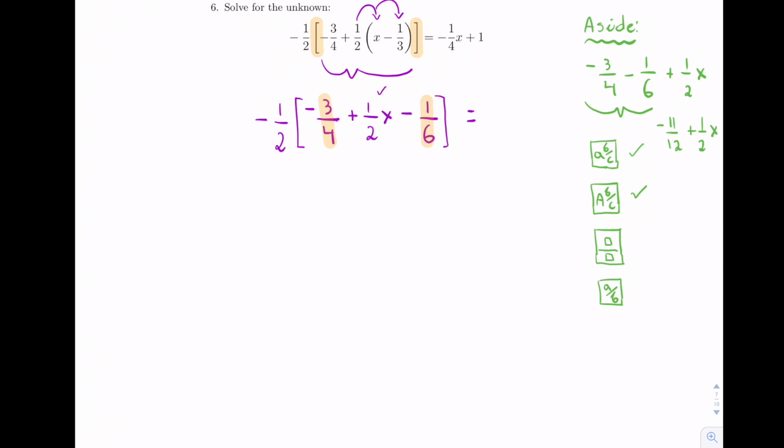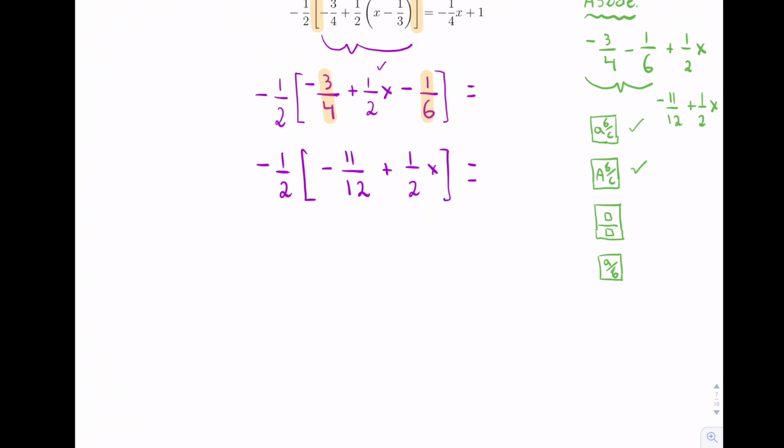So what we have is a half, -11/12 plus 1/2 x. Still I'm not doing anything on the right-hand side at the moment. We can just rewrite the entire thing here.